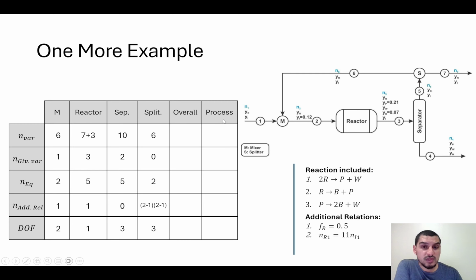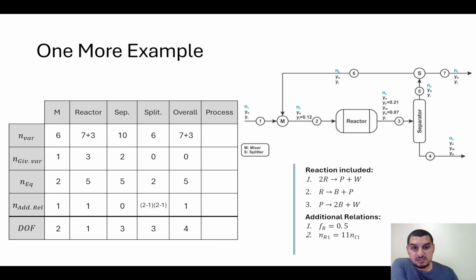For the overall, we have 1, 2, 3, 4, 5, 6, 7 plus 3, because we have 3 reactions. The number of given variables is 0. The number of equations is 5. The number of additional relations is 1, which is number 2. And the degrees of freedom is 4. And again, you would expect that we need to assume something because we don't have any flow rate.